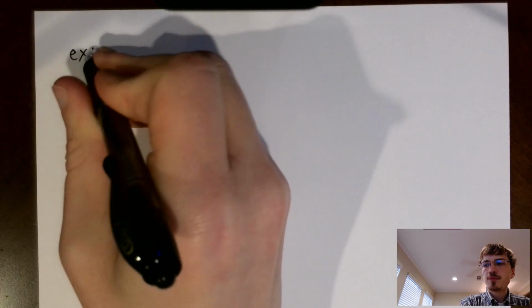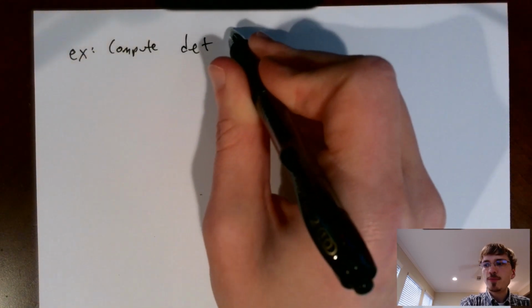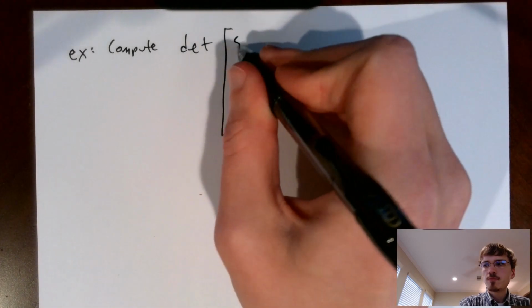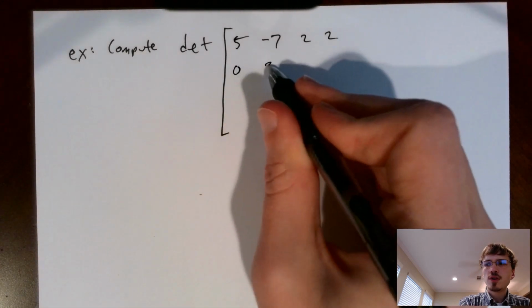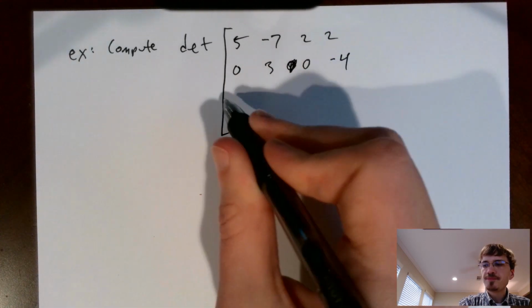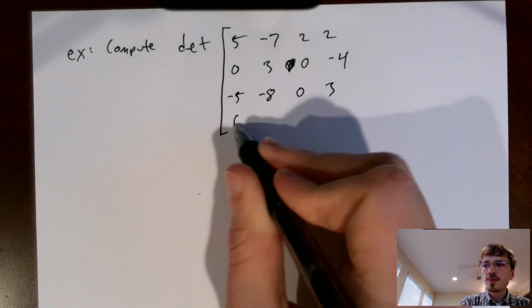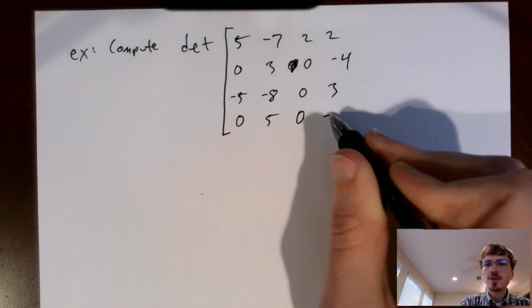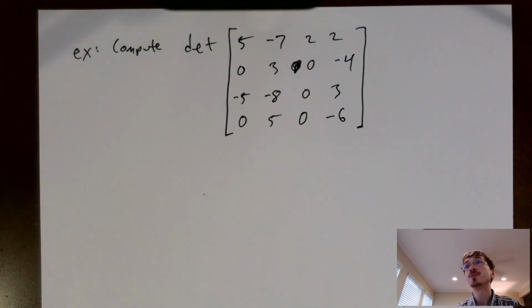Let me switch pens. Let's do an example. Let's compute the determinant of a 4x4 matrix. 5, -7, 2, 2. 0, 3, 0, -4. Sorry, let me line everything up. -5, -8, 0, 3, 0, 5, 0, -6. You have all the tools to compute the determinant of this matrix. Give it a shot. Pause the video, see if you can do it.